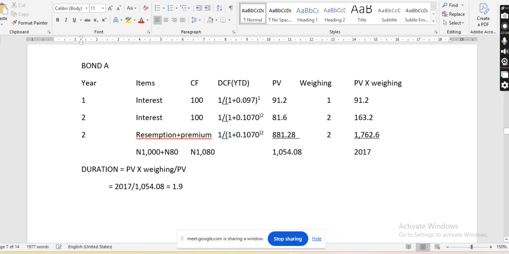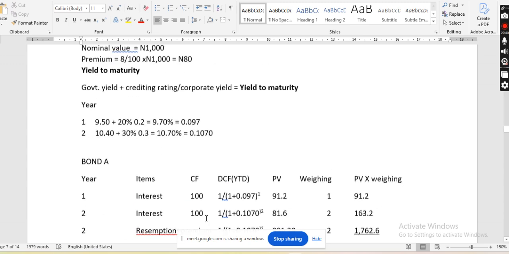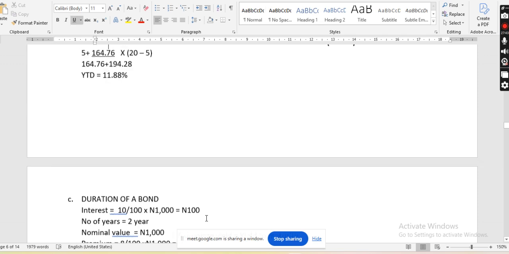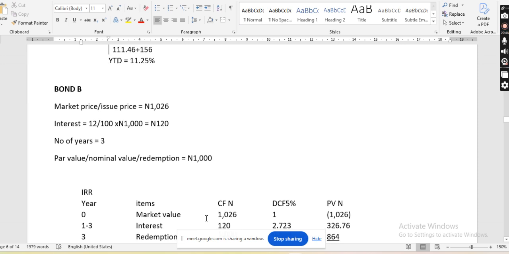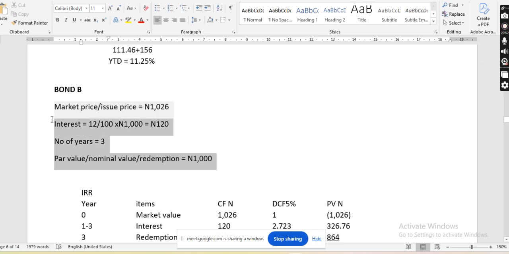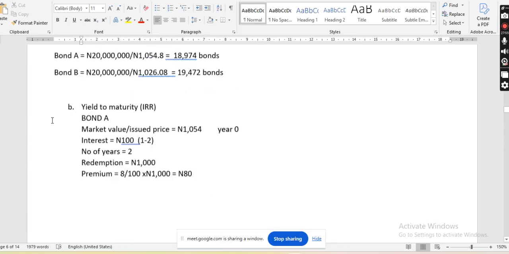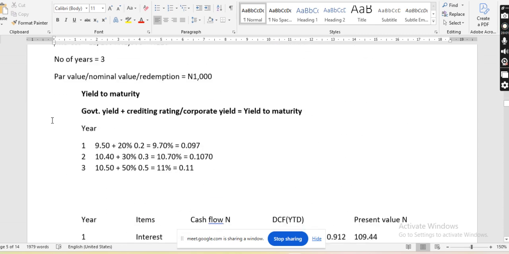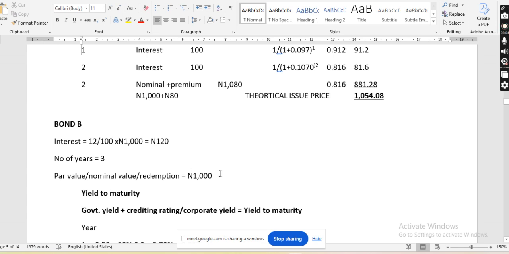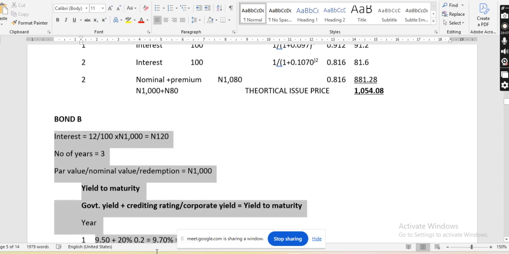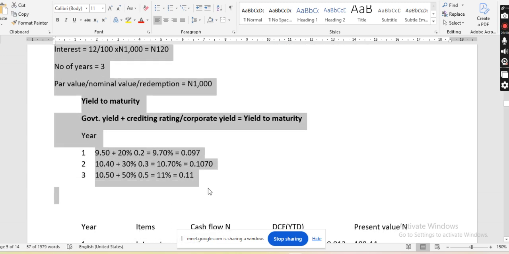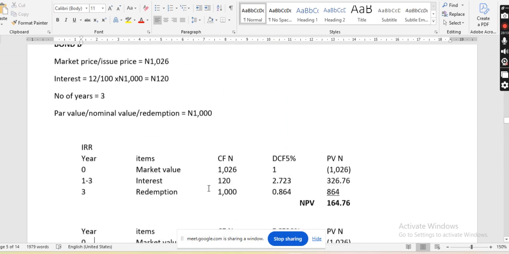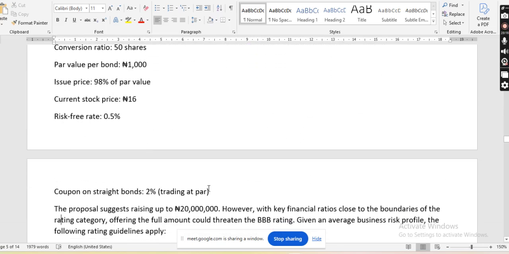So for bond B, we already have what we will use. So just copy and paste. Okay, this is bond B. We just need the interest and the redemption. Let me use what I have earlier. This is what I need. So it is just copy and paste. We'll soon go, but this question is very important.